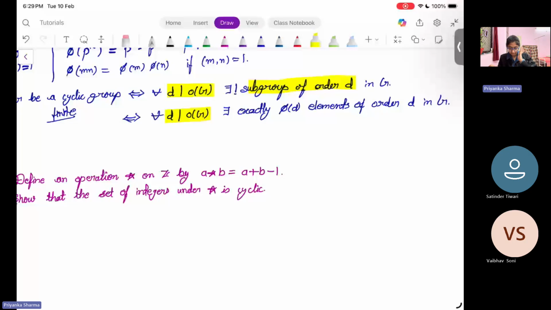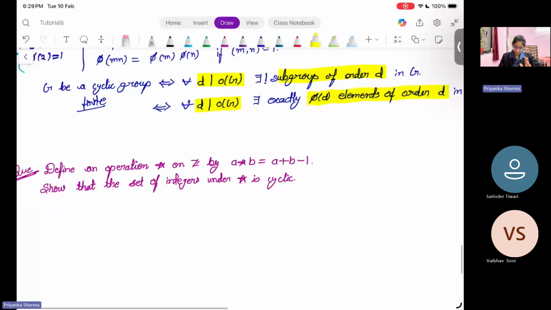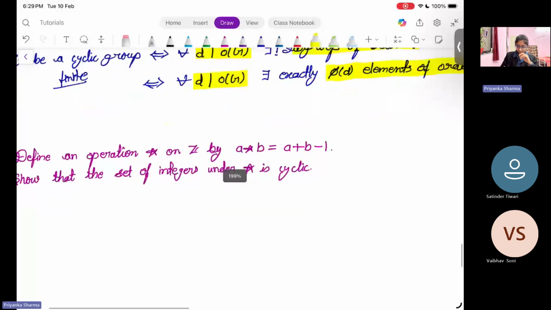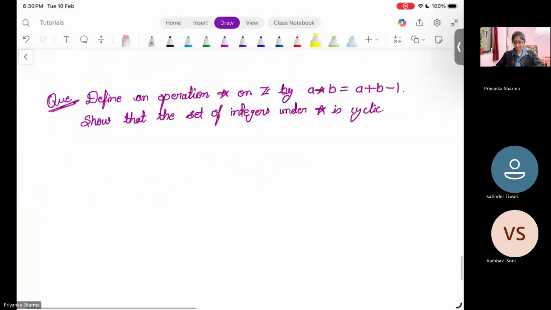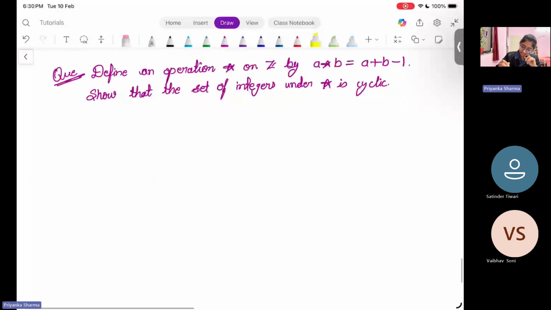Proof for these statements, again, you can find in the lecture. Okay. So let's come to some problems. So this is the first question we will discuss today.